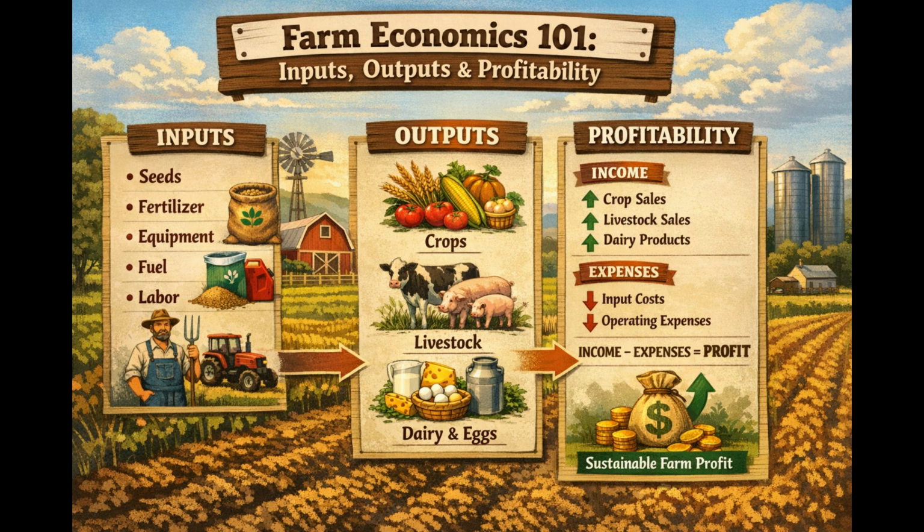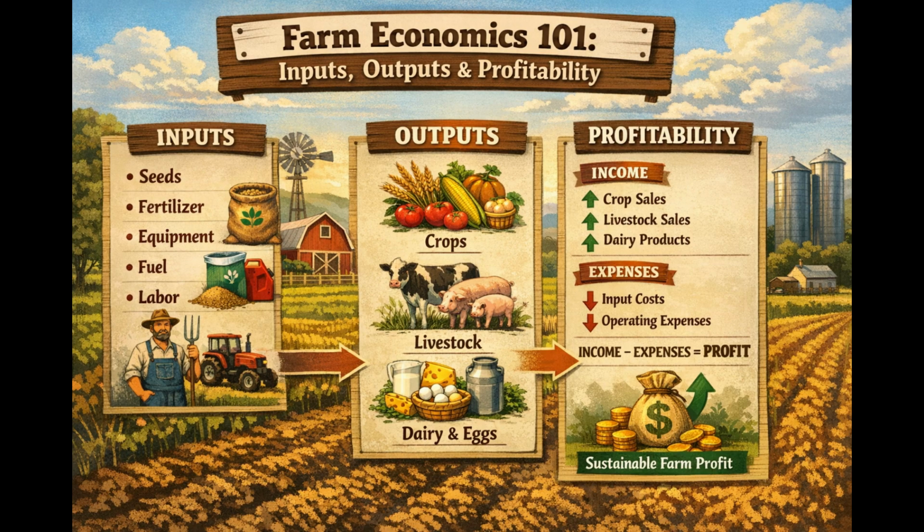Here's why. Records let you see patterns. They let you know what's working and what's not. They let you identify your most profitable crops, your most efficient practices, your best market channels. Without records, you're flying blind. You're making decisions based on gut feel and memory. And both of those are notoriously unreliable.